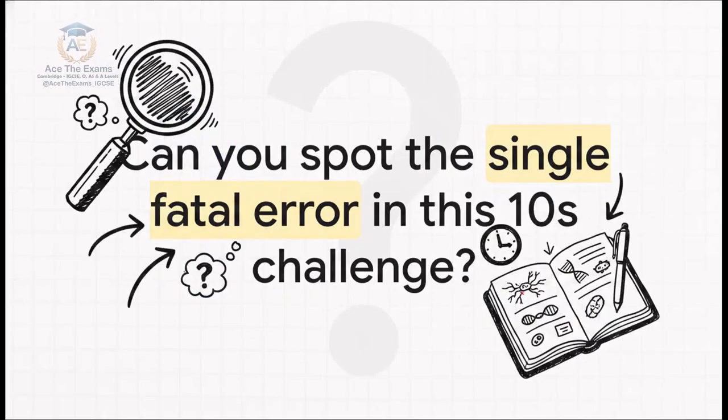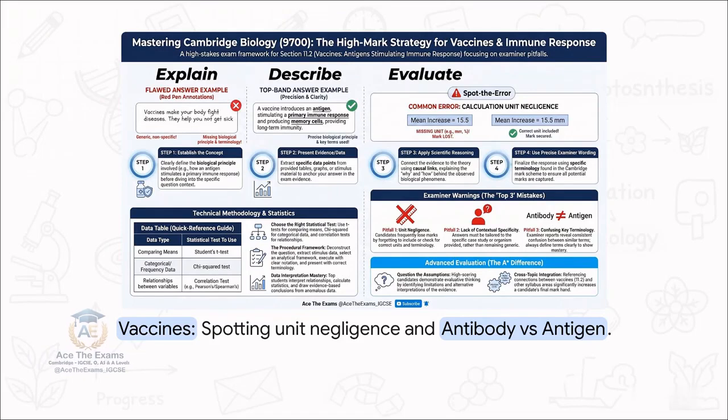All right, let's make this interactive. I'm going to give you a 10-second challenge. I want you to think like an examiner for a second and see if you can spot the single fatal error in a student's calculation before I reveal it. Get ready. Did you catch it? The student calculated the mean increase perfectly as 15.5. But they completely forgot the millimeters unit. It is a classic, agonizing error.